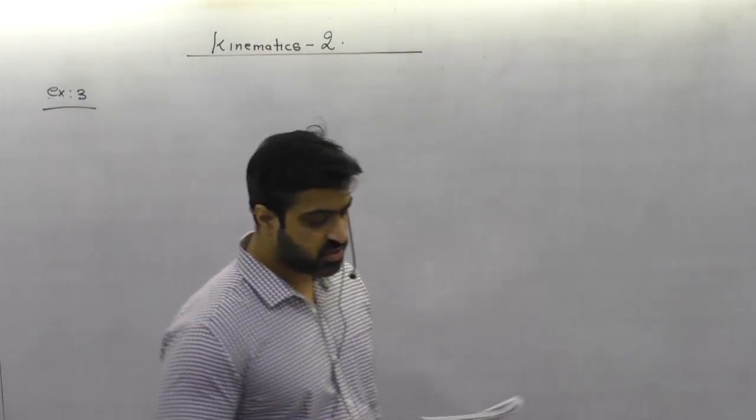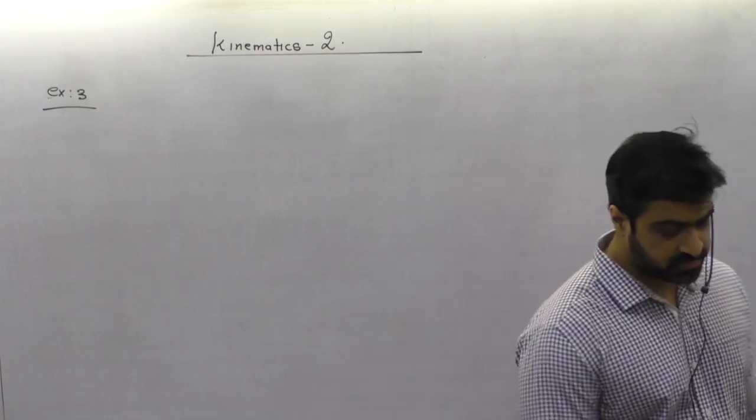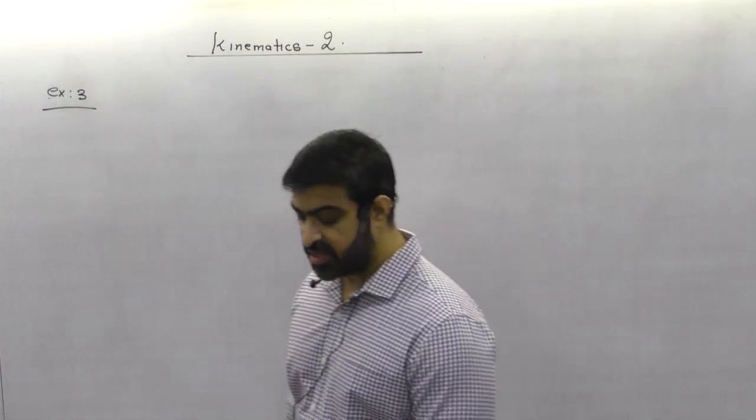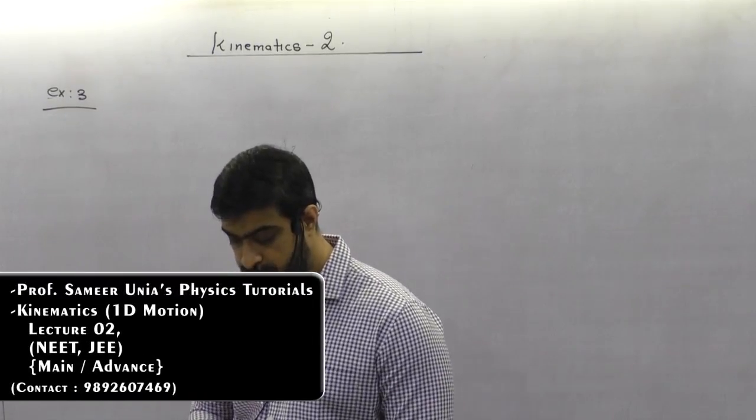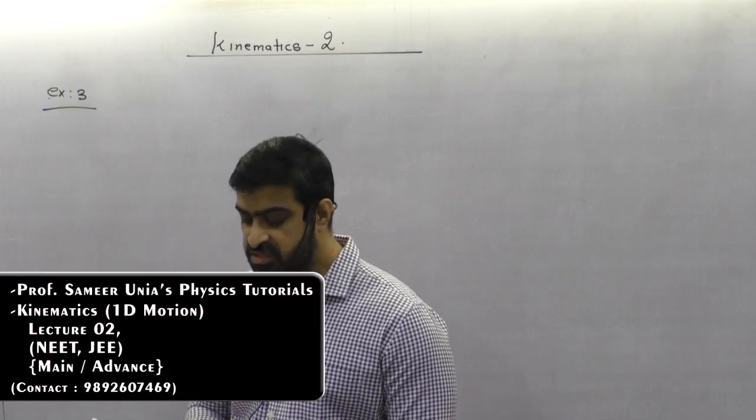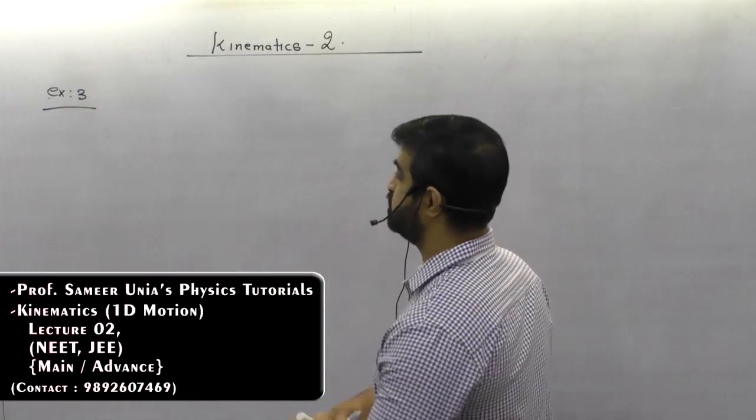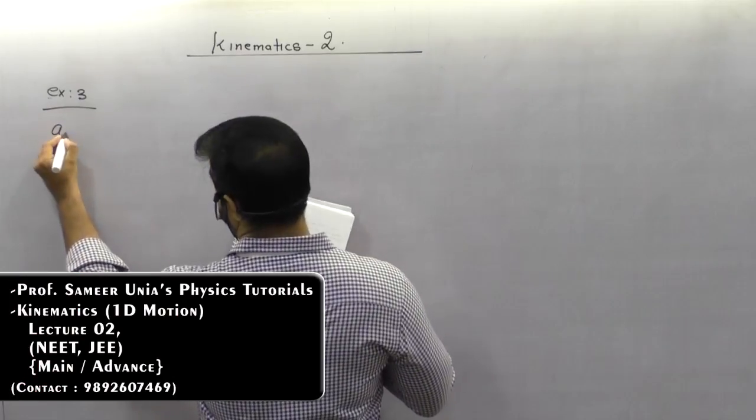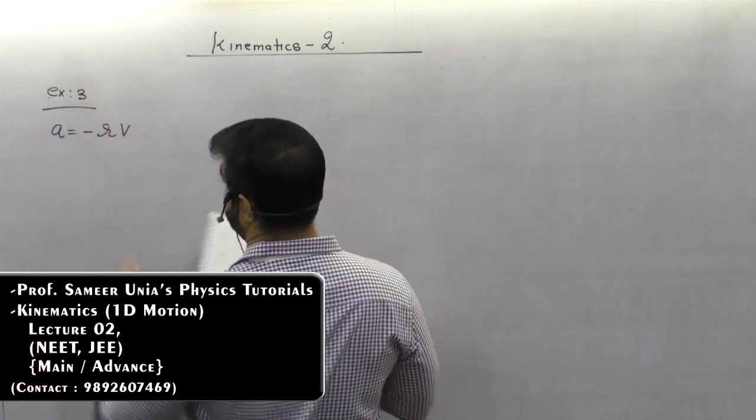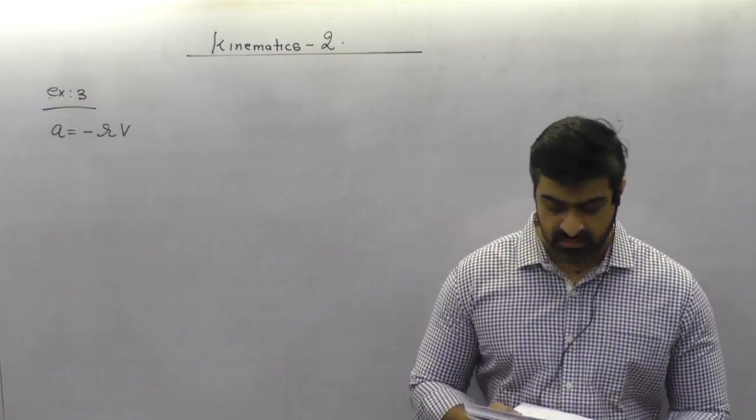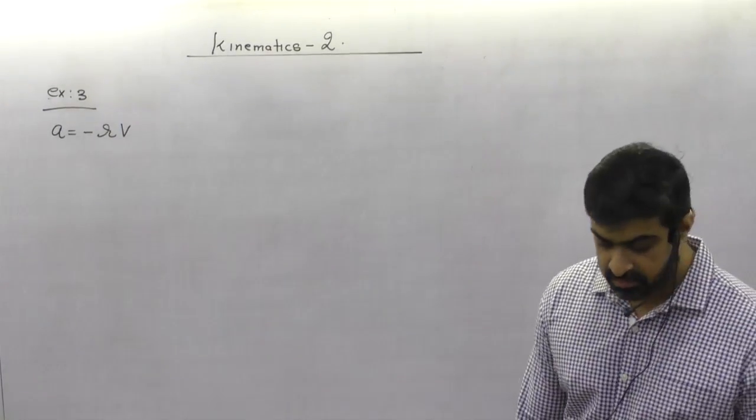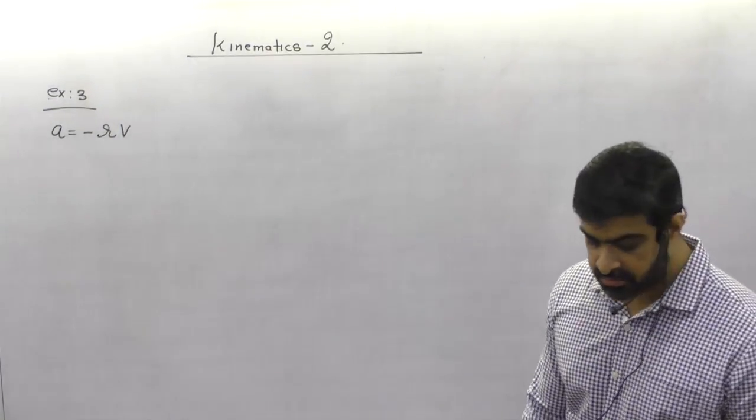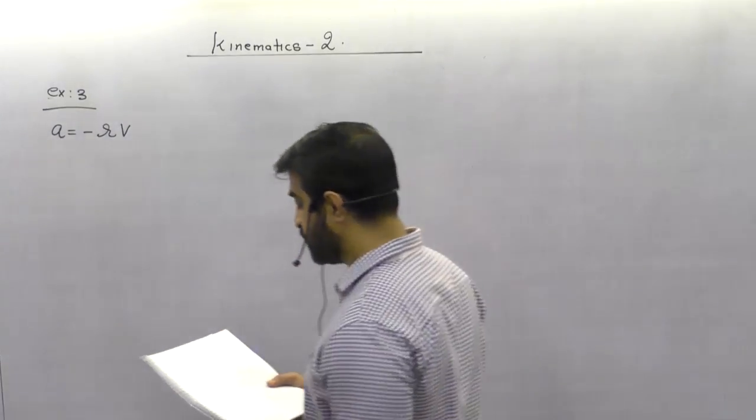Right, the next question. Initial velocity of the particle is V naught. Its acceleration varies as A is equal to minus RV, where R is a constant, V is the velocity.